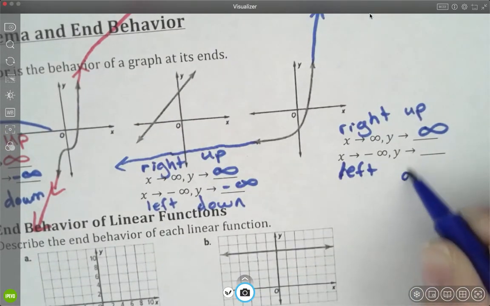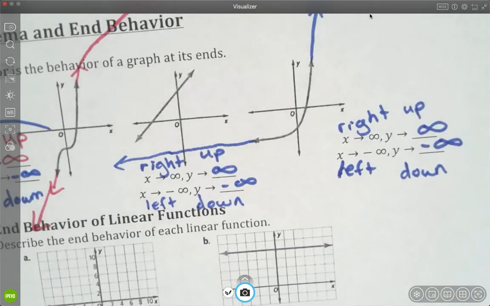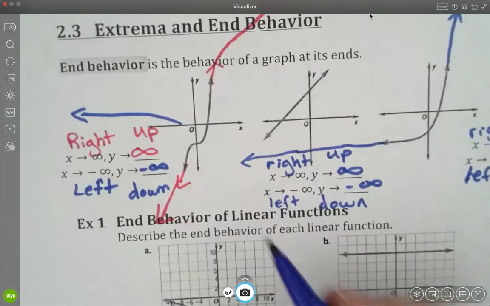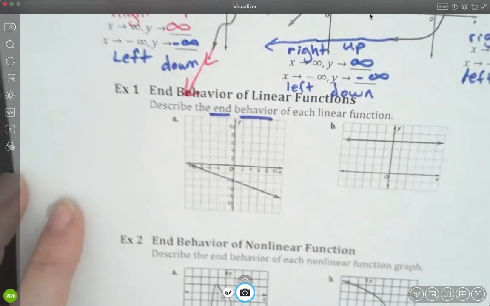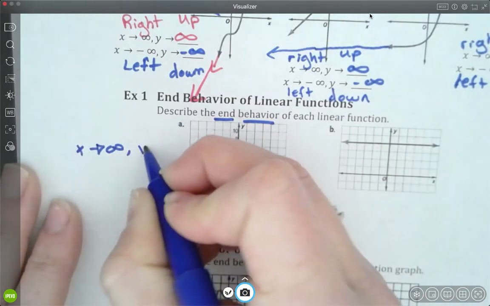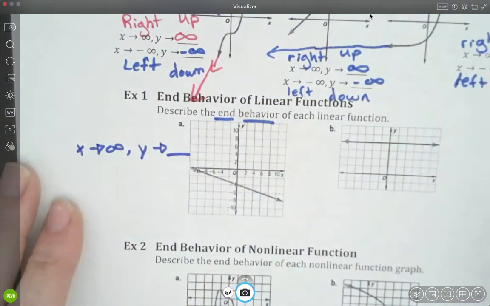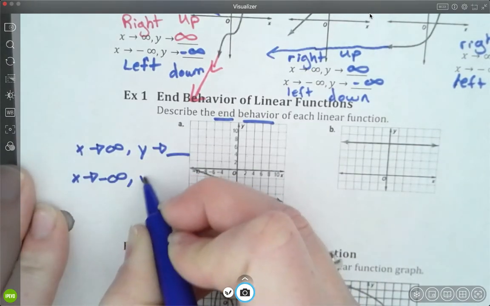He's going down, which is toward negative infinity. So x's mean left and right, y's mean up and down. So when they ask you for the end behavior on your homework assignment, all you're going to do is start out by saying, x is approaching infinity. Y is doing what? As x is approaching negative infinity, what's y doing?